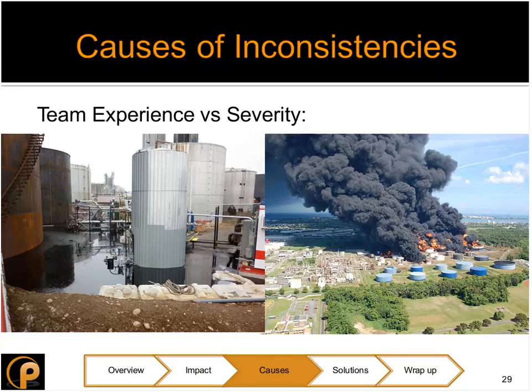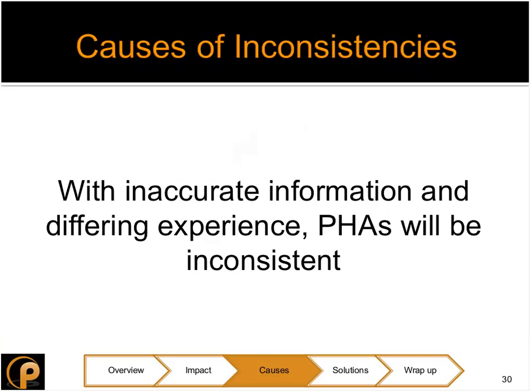So some of the teams will have experienced just one of these events, and they're going to risk rank depending on what they experienced in that particular event, even if it's not necessarily the worst consequence, which is what we're looking for in the PHA. So ultimately, with inaccurate information and differing experience, our PHAs are going to be inconsistent. And that's what I think is the root cause of almost all of these inconsistencies that I see: they come down to inaccurate information and differing experience.